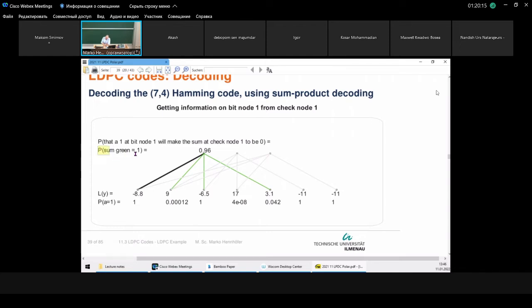And here I actually calculated these probabilities that we derived. Here, the probability that the sum of the green guys is 1 is 0.96. So basically, from the green observations here, from these 3 log likelihood ratios, I can conclude very likely the first guy must be a +1.